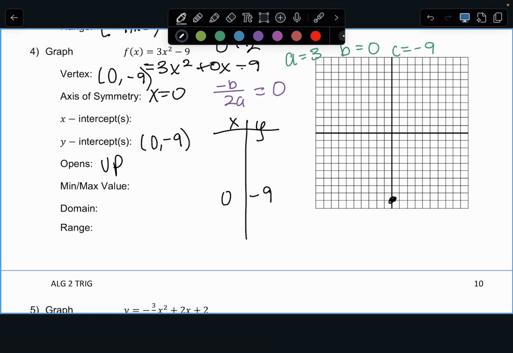Since my graph opens up, do I have a maximum or a minimum? Minimum, at my y value of -9. Domain is always all real numbers. I'm opening up, and it's a minimum, so that's where I start for my range. I start at -9, and I go to infinity.